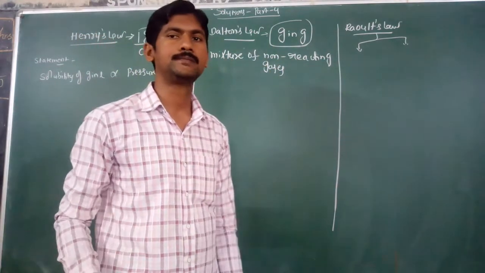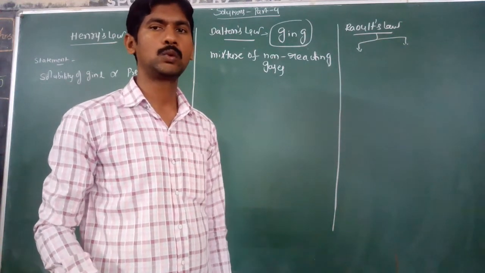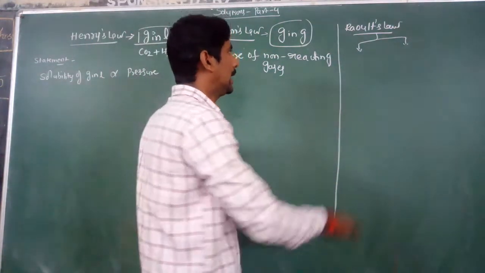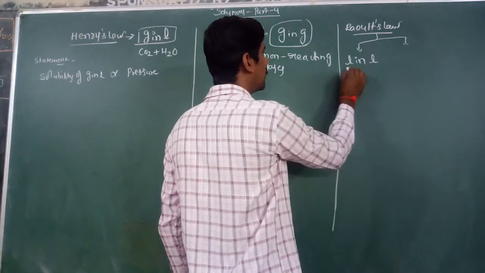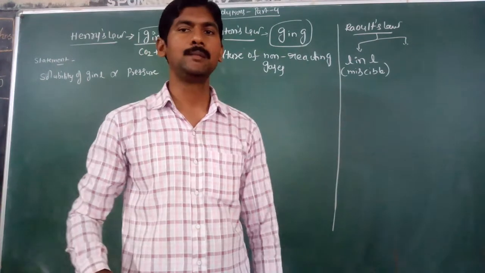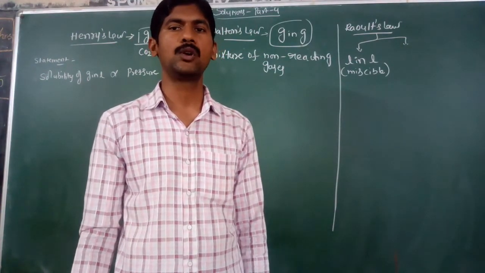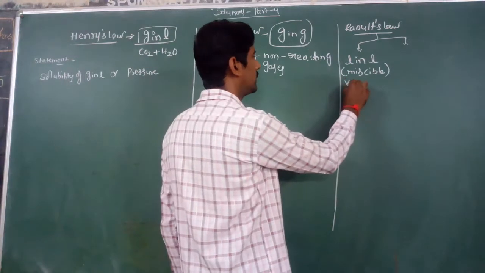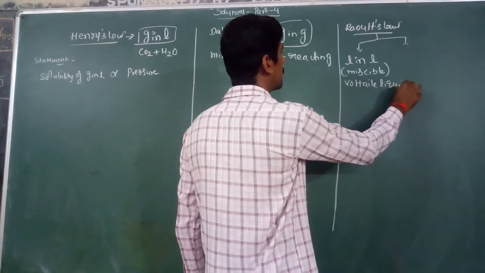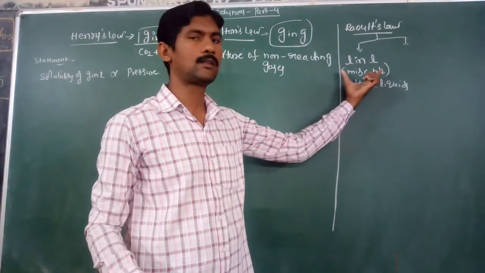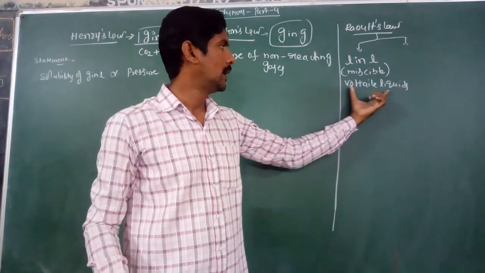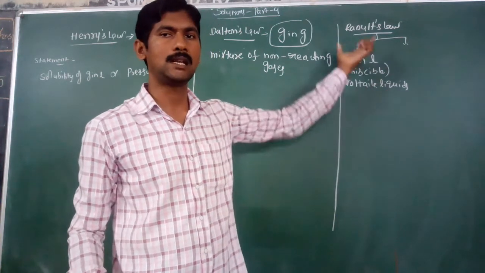Coming to Raoult's law. Raoult's law is applicable to two binary systems. One is the liquid in liquid system. Both the liquids are completely miscible and both the components are volatile liquids. Already we had discussed this Raoult's law. It is applicable to liquids in liquids, where both the liquids are miscible, like benzene and toluene, or n-hexane and heptane, and both are volatile liquids. Then we apply Raoult's law.